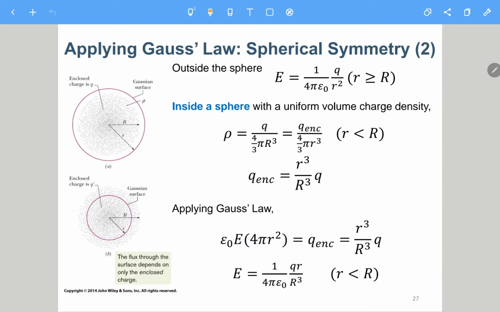So the next case is applying Gauss law for spherical symmetry. Now suppose we have a non-conducting sphere, and we assume all the charge is distributed uniformly. The Gaussian surface, and this is the charge density, the volume charge density. So rho is the volume charge density.